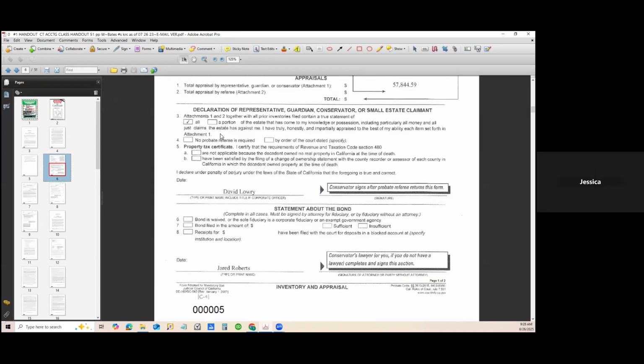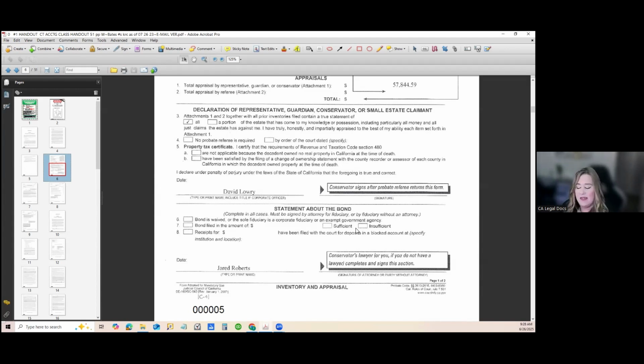Insufficient? Good job. You're correct, honey. So please don't feel that if you mark this box insufficient, the court's going to destroy what you did or anything like that. Typically, I don't even think the court looks at it, if you want to know the truth, because I've marked insufficient many times.